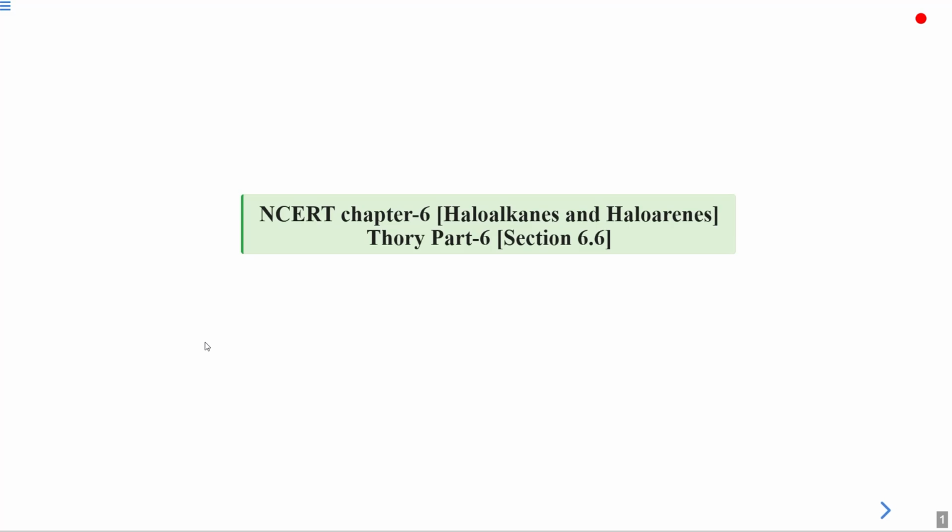Today, as you all know, we are going to cover theory part 6 of the chapter Haloalkanes and Haloarenes. So, let's begin today's topic. NCERT chapter 6 Haloalkanes and Haloarenes, theory part 6, and today we are going to focus on NCERT section 6.6.